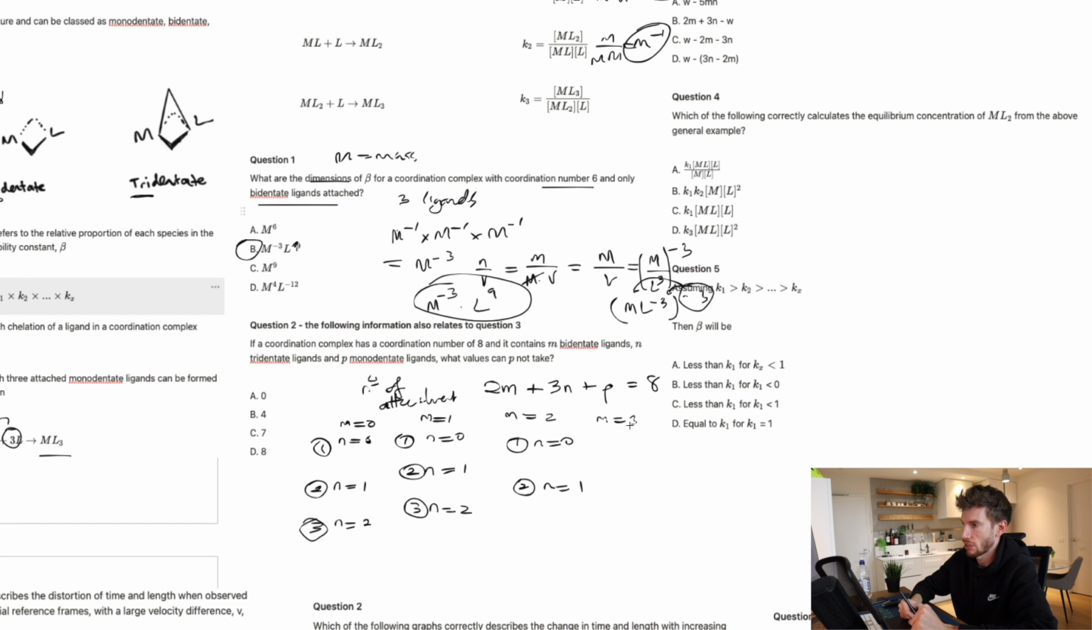What about if we have 3 bidentates? That takes up 6 places. We now do not have an ability to have any tridentates. There's only 2 places left. And then finally, m equals 4. That could take up all 8 places. And again, obviously no place for those.